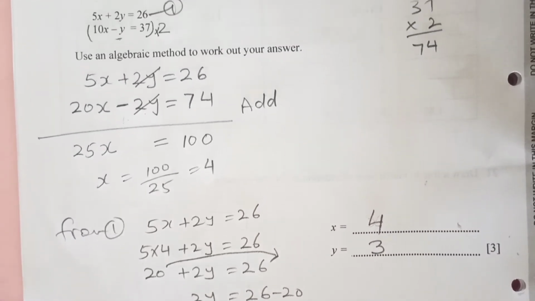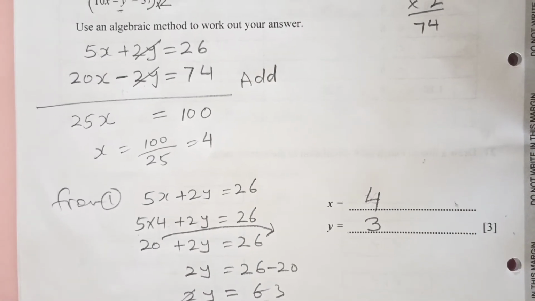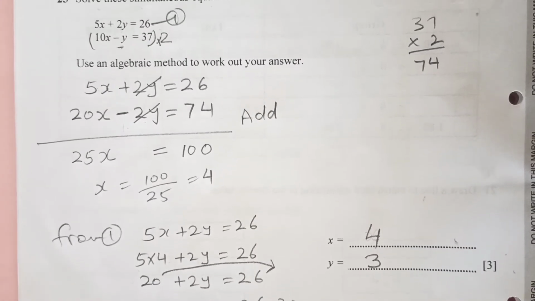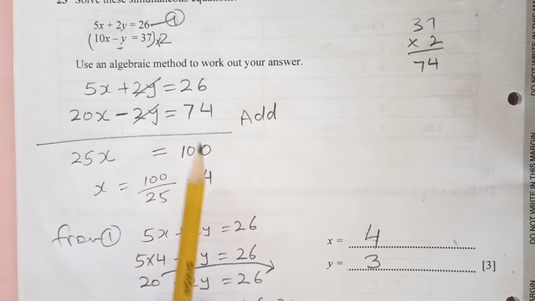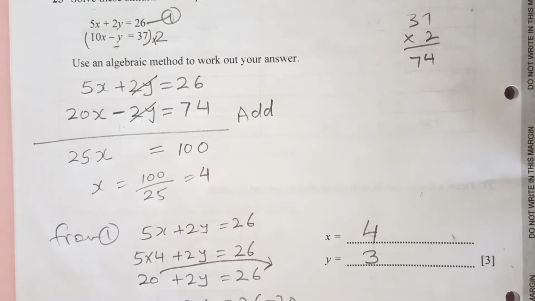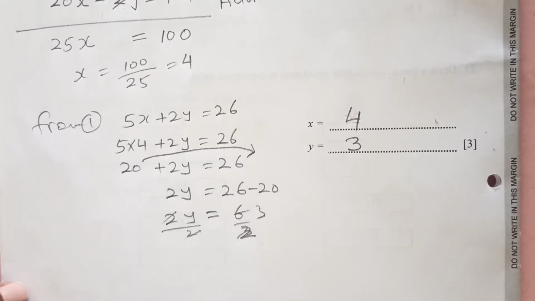Got it? So this is how you can solve simultaneous equations by the algebraic method. This is called the algebraic method, and the method that I'm using is making the coefficients the same, or you can say eliminating the variables.